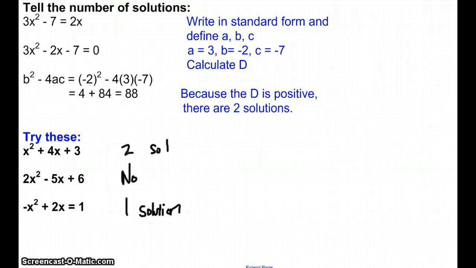In the next one, 2x squared minus 5x plus 6. When you calculate the discriminant, you get a negative answer. That means there are no solutions. It does not cross the x-axis.